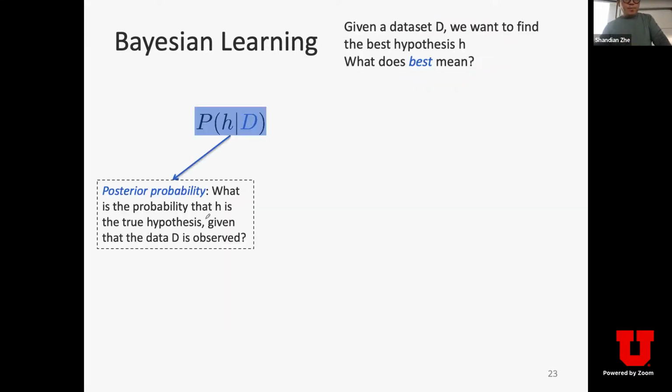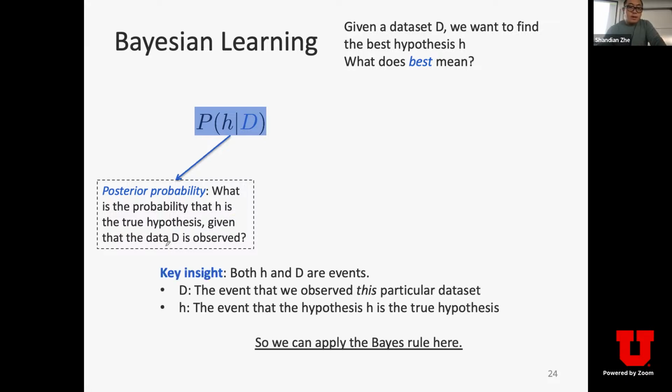So again, P of H given D is the posterior probability, which answers what is the probability that this particular H is the true hypothesis, given we have observed data set D. Again, both H and D are events. D means the event that we observe this particular training data set. And H is the event that the hypothesis H is the true hypothesis, the true concept, right?